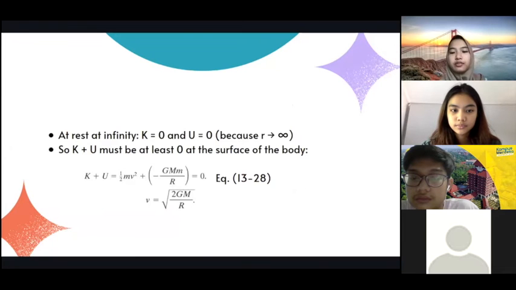Newton's law of gravitation can be derived from the potential energy formula by taking the derivative. For a projectile to escape the gravitational pull of a body, it must come to rest only at infinity. If at all, K equals 0 and U equals 0 because r is infinite. So K plus U must be at least 0 at the surface of the body. That's why rockets launch eastward, to take advantage of Earth's rotational speed to reach the escape velocity more easily.